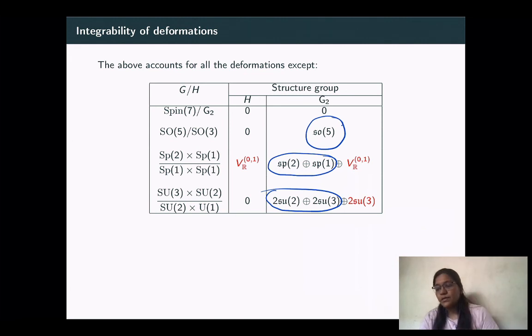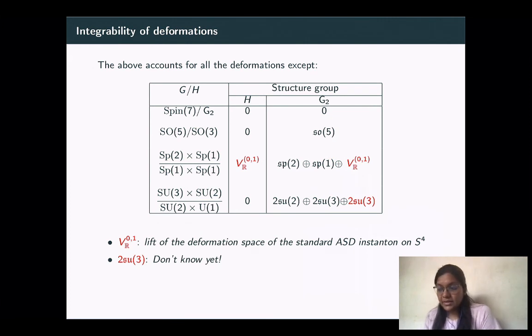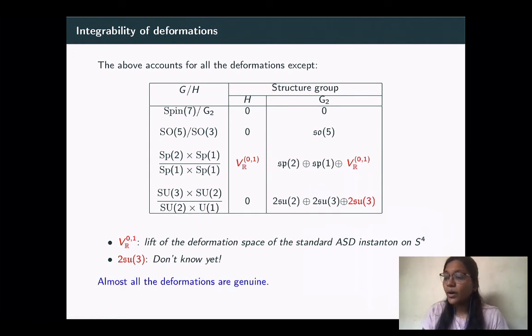For the squashed sphere, there's again one 5-dimensional space left, and for the Aloff-Wallach, there's a 2 SU(3) left, which we have not accounted for. But we can account for the 5-dimensional space that we have in the squashed sphere case. That just comes from the lift of the deformation space of the standard ASD instanton on the 4-sphere. But for the SU(3) case, we still don't know where these deformations arise from. This is something that I'm still working on.